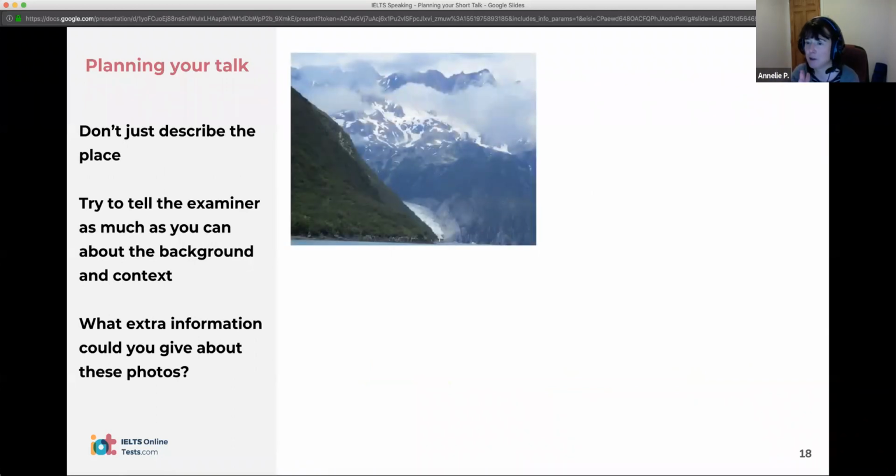Going back to the first picture that we looked at on the slide. So let's say we've described this place: stunning, majestic, all those fantastic words people were using. So what else could we talk about related to this? This is the place that we visited. What other things can we talk about?